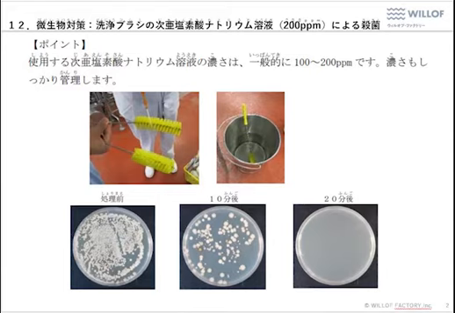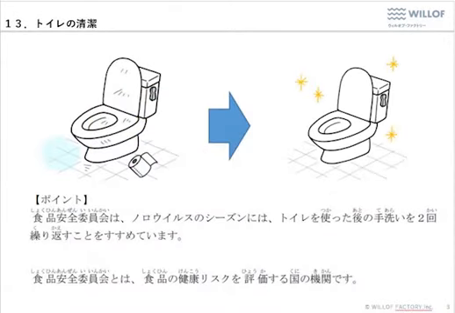Look at the picture. It shows how the microorganisms on the brush decrease over time after using sodium hypochlorite. Comparing these results, after 20 minutes of sterilization, there are almost no microorganisms. And the key point is, generally a 100 to 200 ppm concentration of sodium hypochlorite solution is used. Manage the concentration carefully.